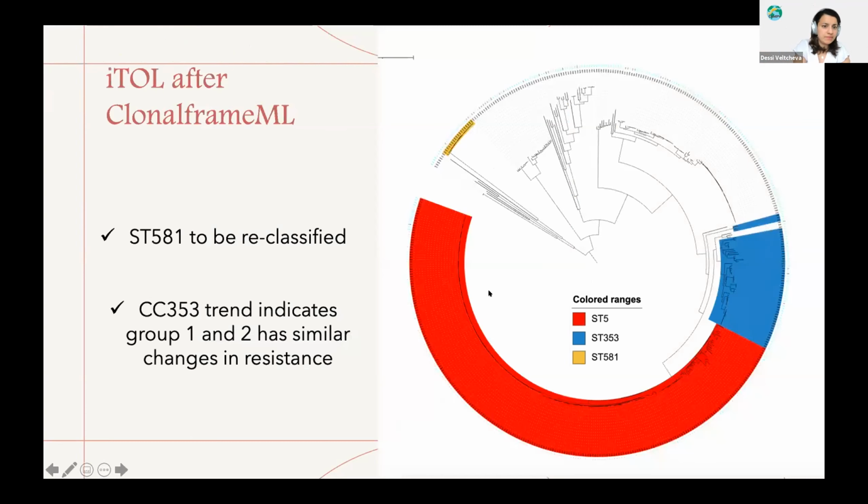I have done some ClonalFrameML, and we can identify that 581 is a completely different kind of strain. So we have now reclassified this into a new clonal complex called clonal complex 581, and we're writing a paper on this now. But when it comes to 353 and the other STs, we can see that group 1 and group 2 have similar changes in resistance. So it's not necessarily that these are different strains or that we have misclassified them.